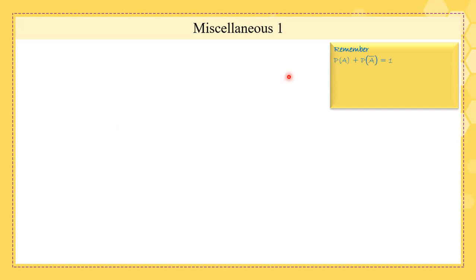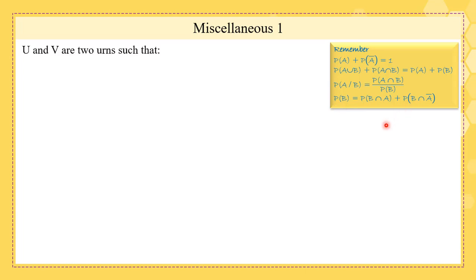We have to remember P of A plus P of A bar is 1, P of A union B plus P of A intersection B is P of A plus P of B. The rule of conditional probability: the probability of A given B is the probability of A intersection B over the probability of B. And the rule of total probability, which is P of B is P of B intersection A plus P of B intersection A bar.